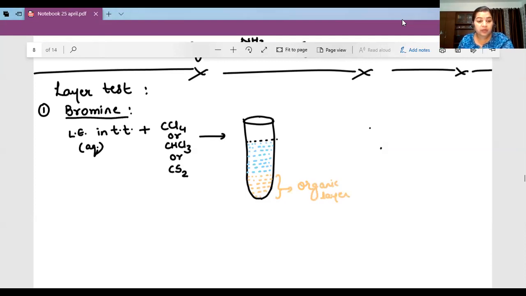From here comes a very important question: chloroform, CS2, as well as carbon tetrachloride, all three are denser than water. And so they will always be at the lower level in the test tube. Upper here, this is the aqueous Lassaigne's extract.